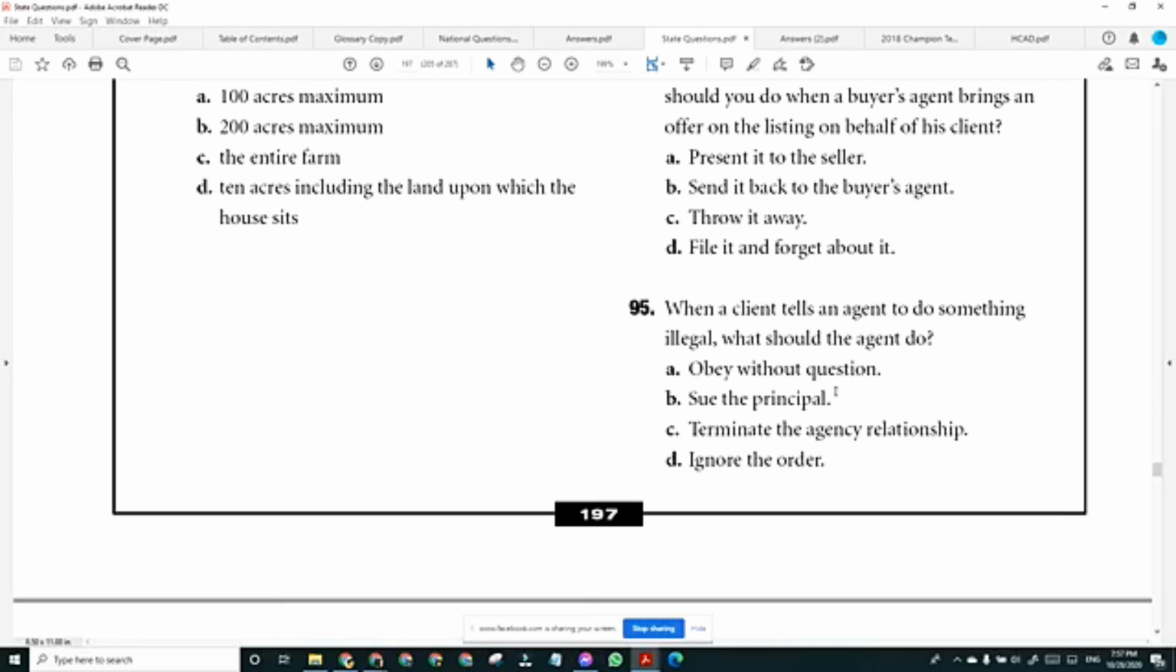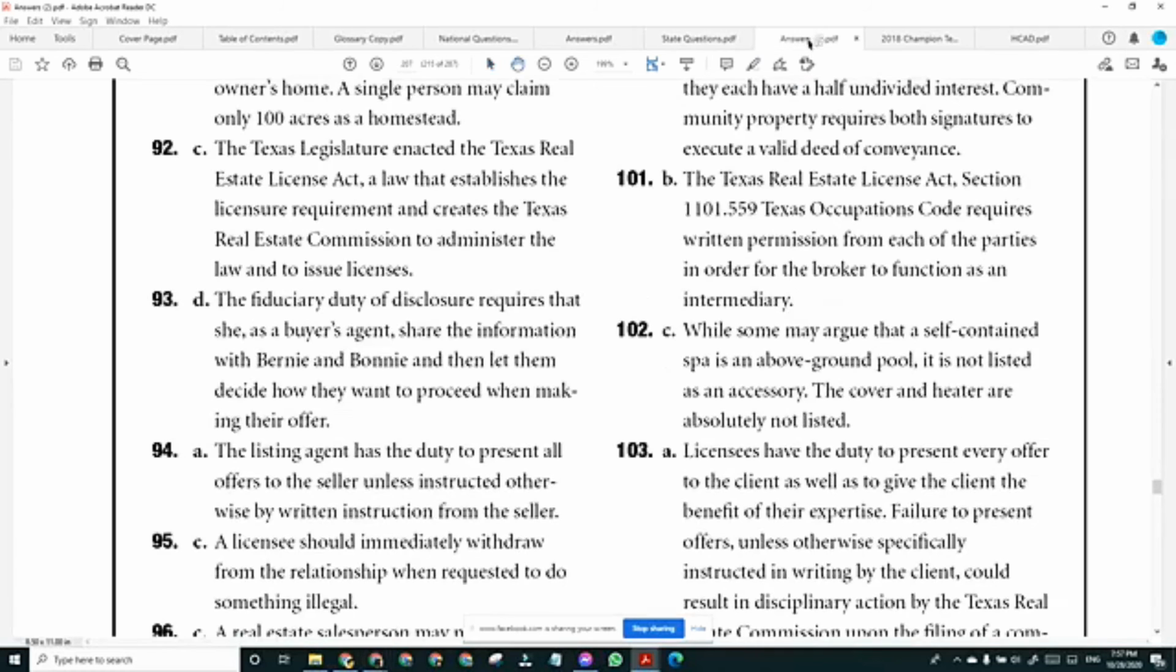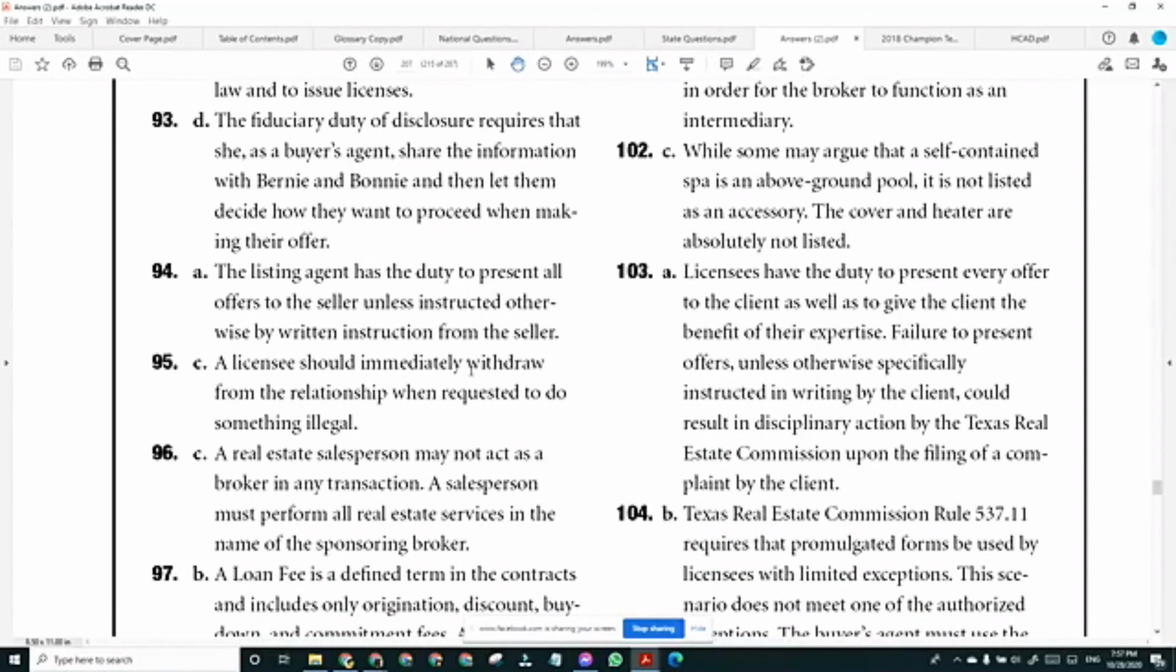So we terminate the agency relationship. That is correct. I didn't give you guys a chance to answer 94. So we don't obey without question. We don't sue the principal. We don't ignore the order. We terminate the agency relationship. A licensee should immediately withdraw. I said run from the relationship when requested to do something illegal.